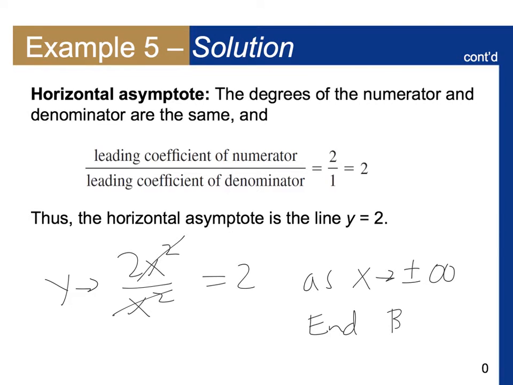So think end behavior when you talk about horizontal asymptotes. Just take the ratio of your leading terms and make x really big, because x is going to plus or minus infinity, and see what happens. Here x just cancels, right? So we get y equals 2, and we actually have a horizontal asymptote of y equals 2.